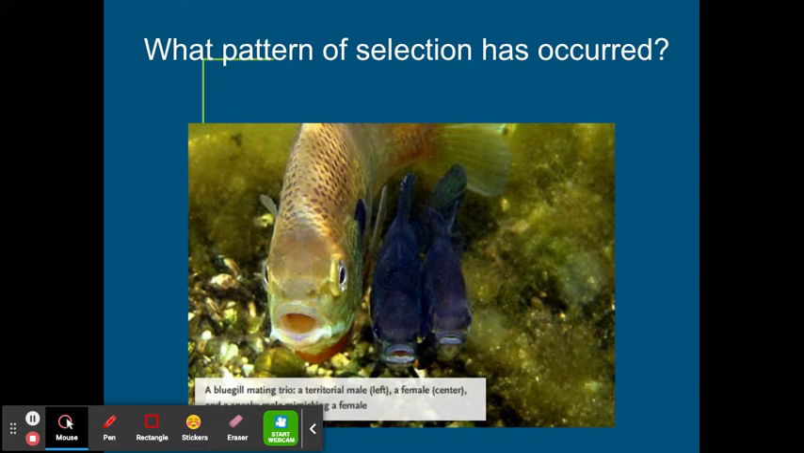I don't know what type of fish this is. That's a bluegill. Thank you. 100%. I was going to try and I knew you'd get upset with me if I was wrong here. Oh, it says it right there. Dang.